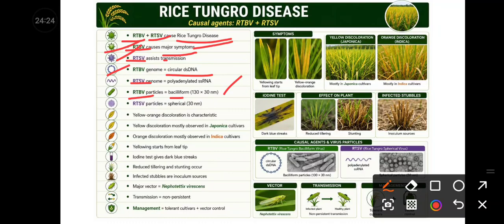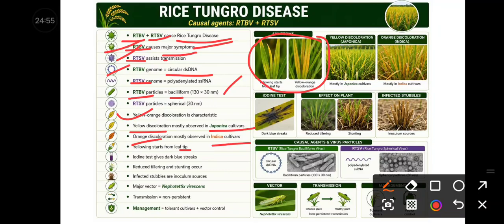So characteristic symptom is yellow to orange discoloration. Here the symptoms are there. So it produces yellow to orange discoloration of the leaf. Yellow discoloration is mostly observed in Japonica cultivars, whereas orange discoloration is mostly observed in Indica cultivars. And this yellowing or orange discoloration starts from the leaf tip. Remember this.